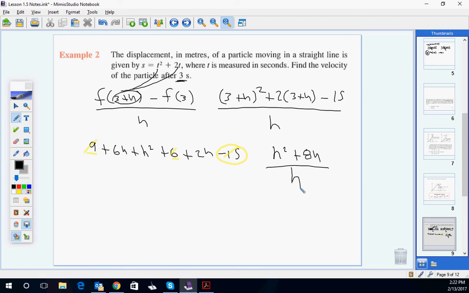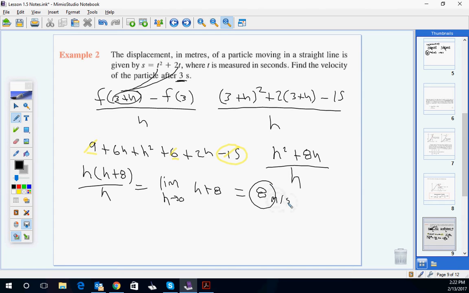Okay, so pull your h out. So you get your h out, you get h plus 8. And now we can do our limit. Eight meters per second is the instantaneous velocity at that time point.